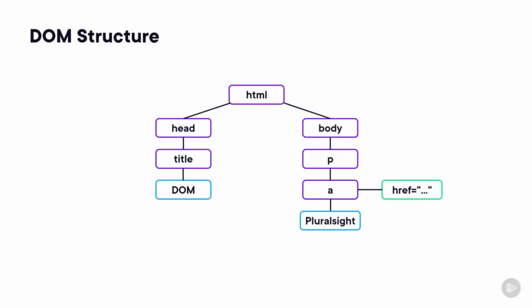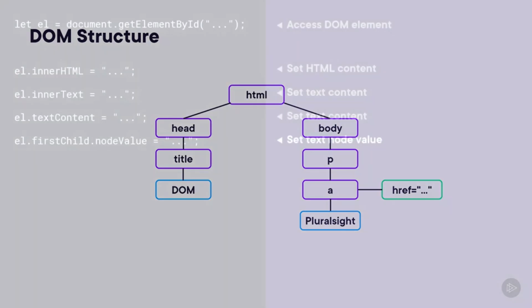Let's quickly go back to the DOM structure. So you see the blue nodes, DOM, Pluralsight, these are text nodes. For instance, the title. In the title tag of HTML, we set the title as a string by just putting text between the opening and the closing title tag. So the title node has a child node, that's a text node with a node value of DOM. Same for the text of the link on the right.